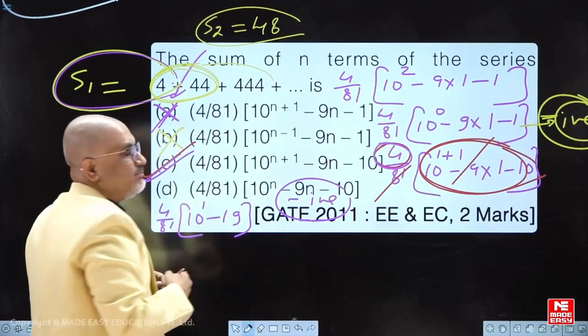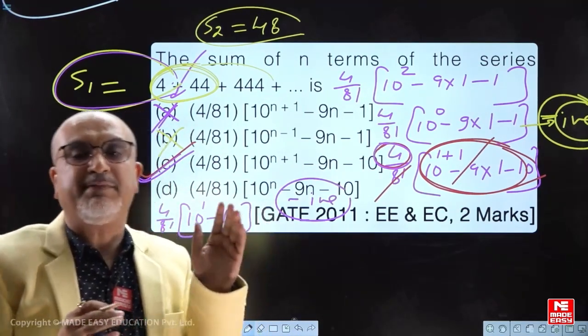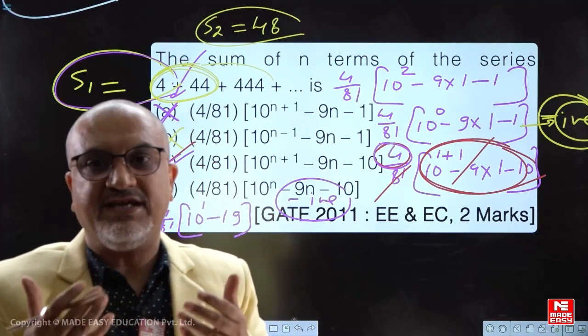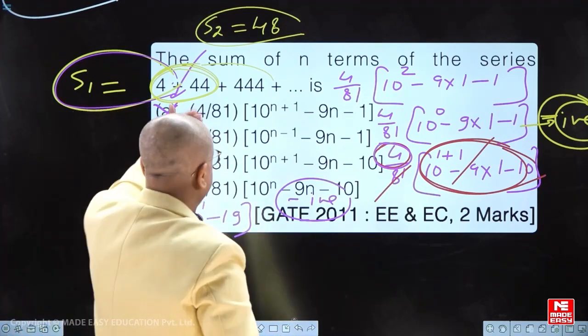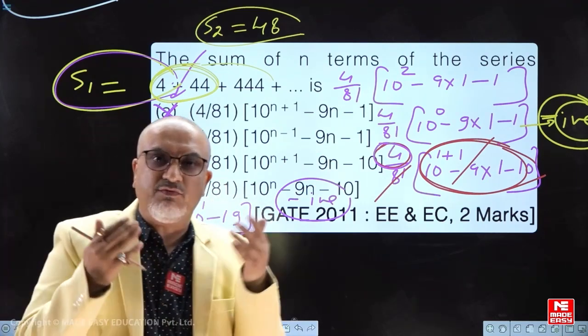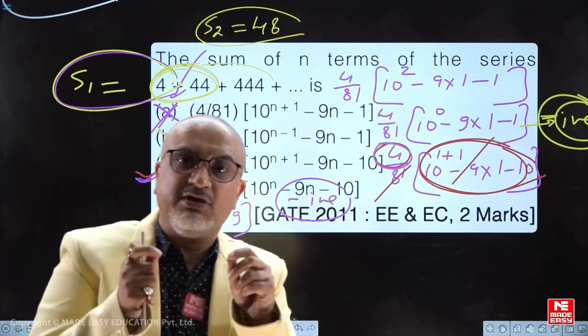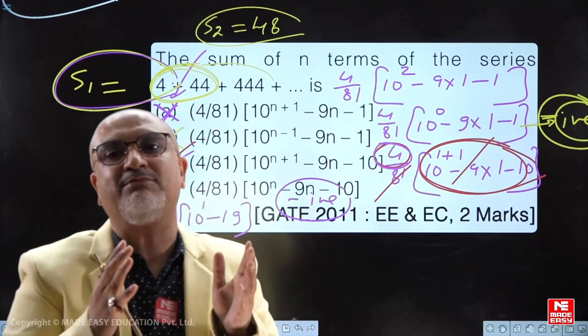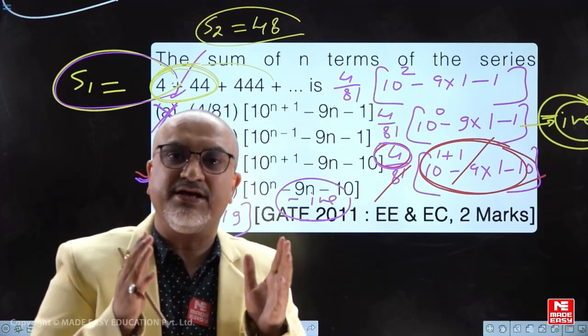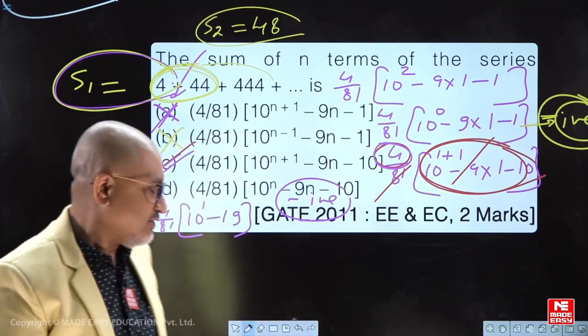Sum up till two terms should come out to be 48, 4 plus 44. Please make sure the sum up till two terms comes out to be 48. Here, only one of the options was coming out to be true, but in case more than one option comes out to be true, then we need to eliminate one more option by putting n equal to 2, and the value should come out to be 48.